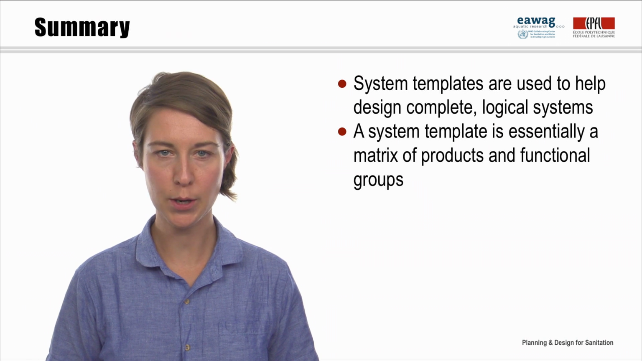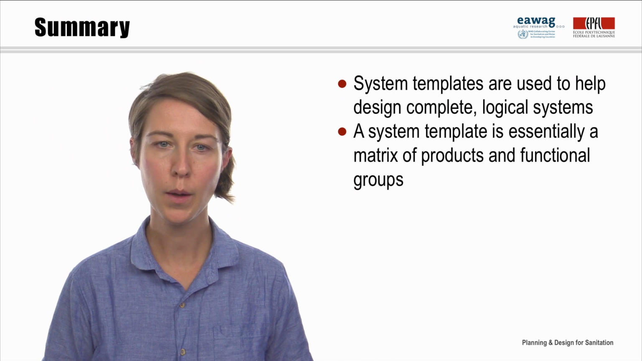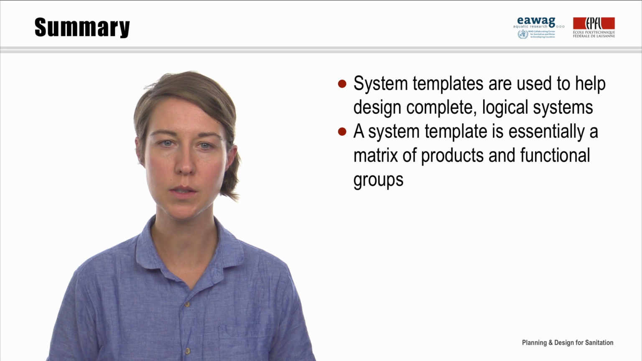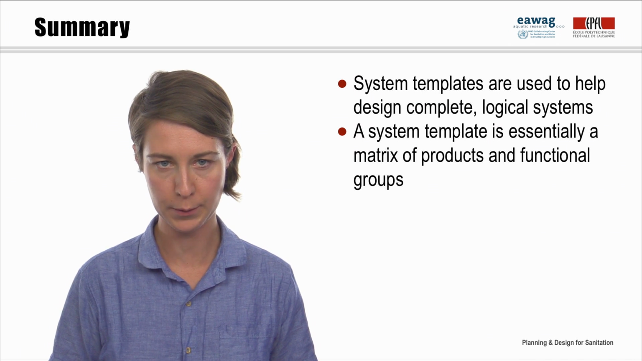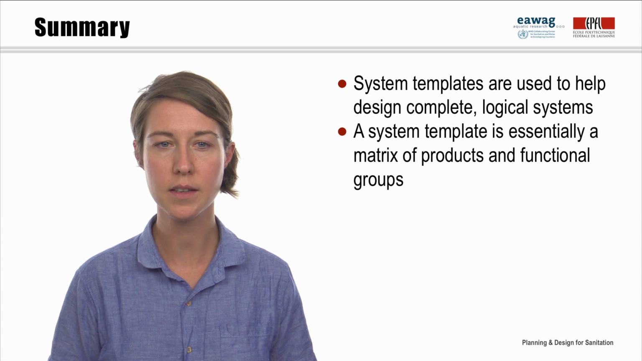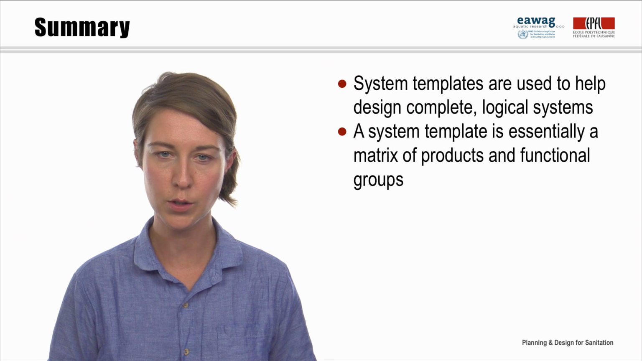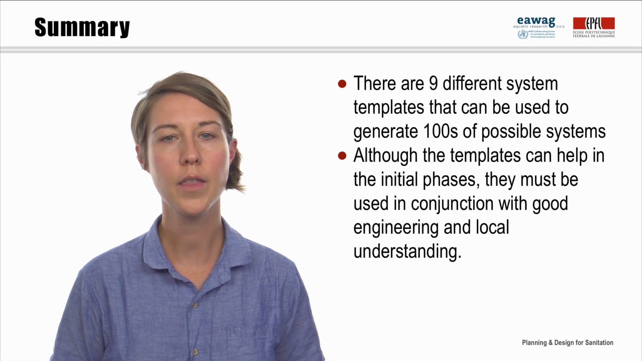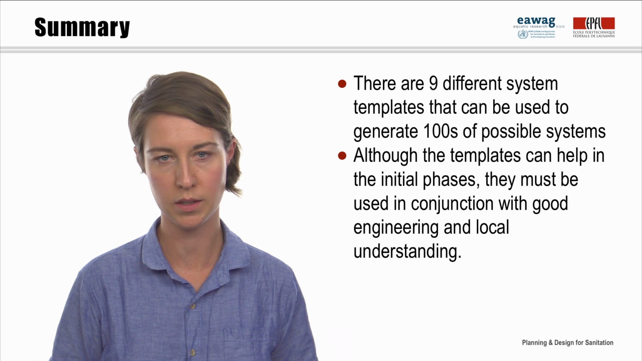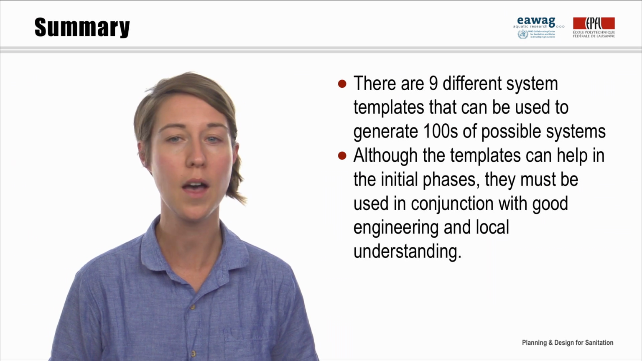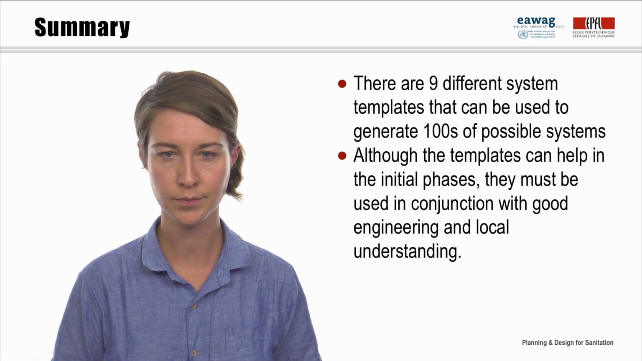We covered a lot of material in this module on sanitation systems, but the key points are simple. We can use system templates to help design complete logical systems that do not skip any products or processing. A system template is essentially a matrix of products and functional groups with specific technologies at the intersection point. There are 9 different system templates that can be used to generate hundreds of possible systems, and realistically, there could be other system templates, but these are the ones that we work with at Sandec.